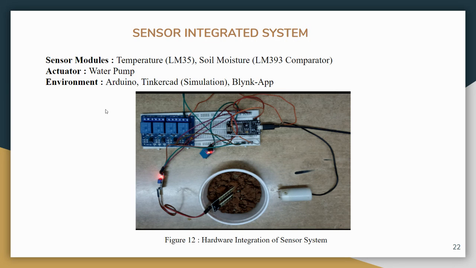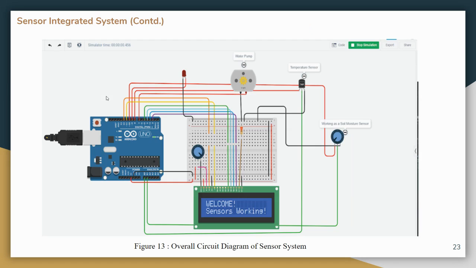We have performed all this in the environment of Arduino, as well as Tinkercad for simulation, as well as the Blynk app. Here is the overall circuit diagram for the sensor system using Tinkercad simulation. Here you can see that we have connected all the sensors to the microcontroller, as well as the actuator. Now here, this potentiometer is acting as a soil moisture sensor, and depending upon the potentiometer value, we can trigger the water pump.